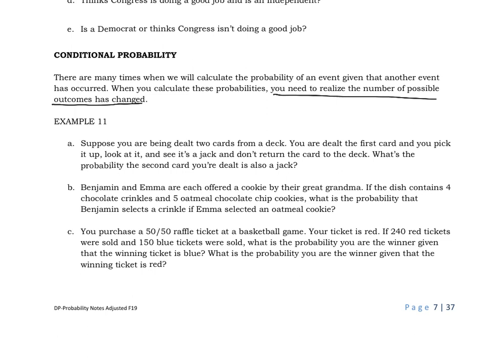All right, so example 11. Suppose you're being dealt 2 cards from a deck. You are dealt the first card and you pick it up, you look at it, and you see it's a jack, and you do not return it to the deck. So what's in the deck now? Well, there's only 51 cards now. How many jacks are there? Well, there used to be 4, but now there's only 3. So what's the probability the second card you are dealt is also a jack?